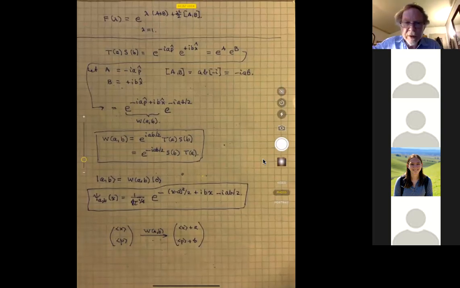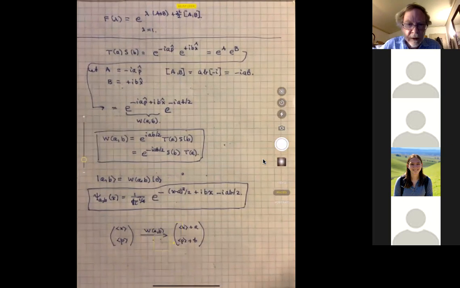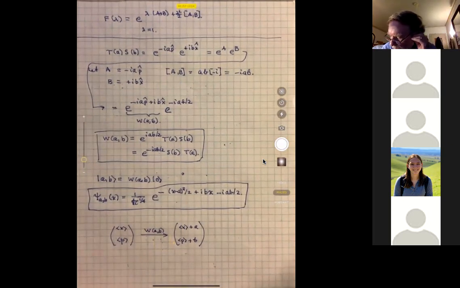I'm going to try to see if I can clear up the screen a little bit. Good. There we go. All right. Okay. So this then is the construction of the coherent states.